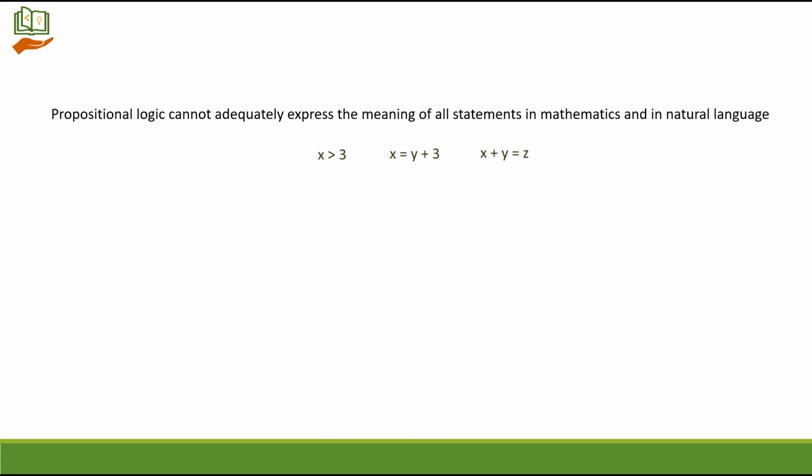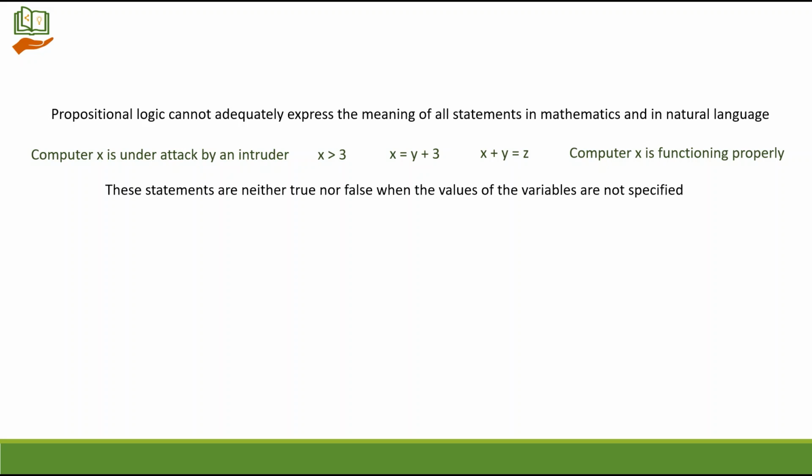Let's go for some more examples. Computer X is under attack by an intruder. Computer X is functioning properly. Which computer they are referring to is not given, but the word X indicates it's some computer. These statements are neither true nor false when the values of the variables are not specified.